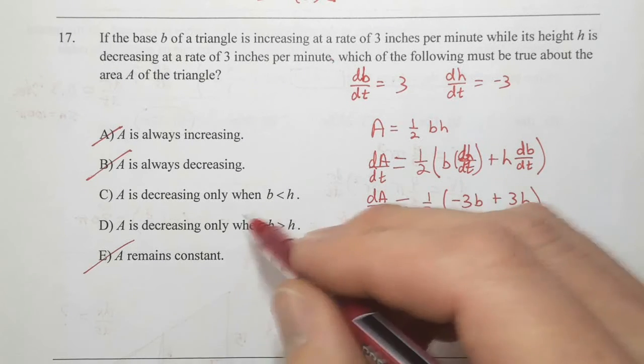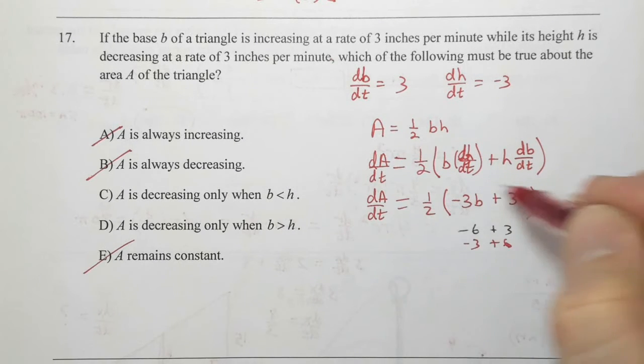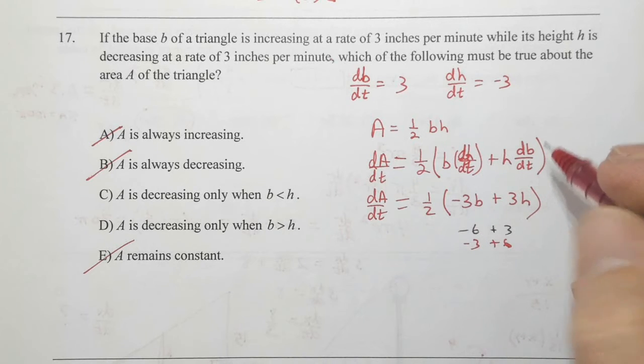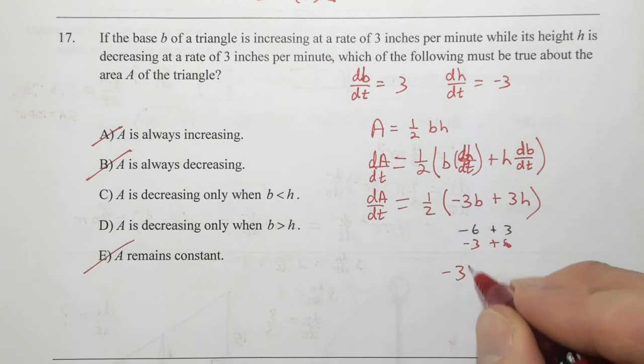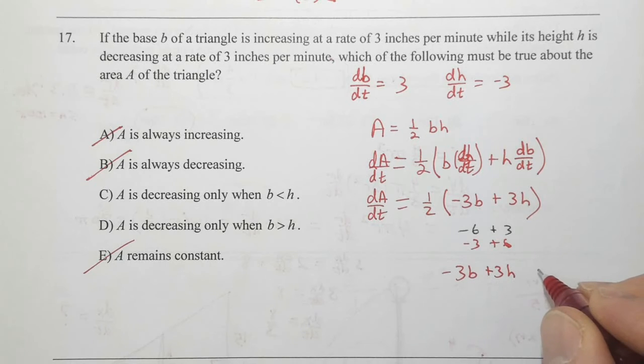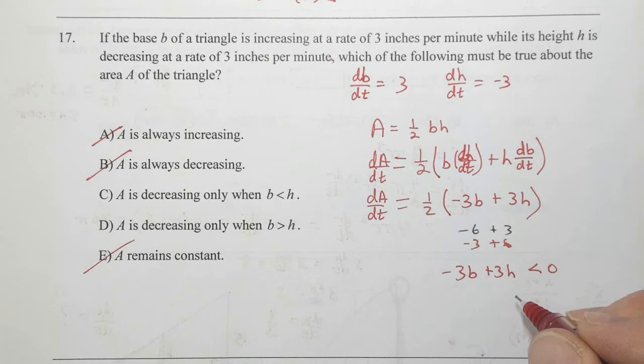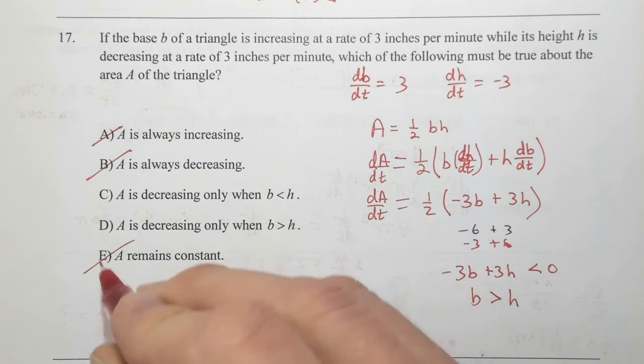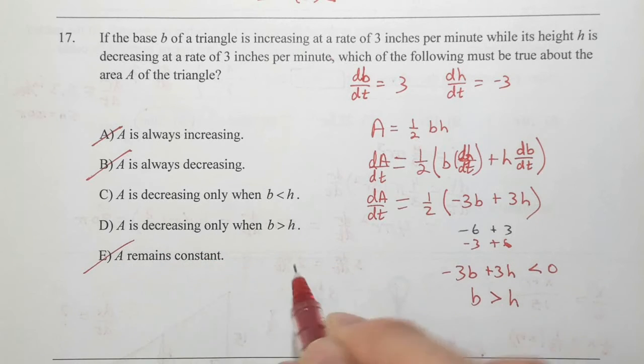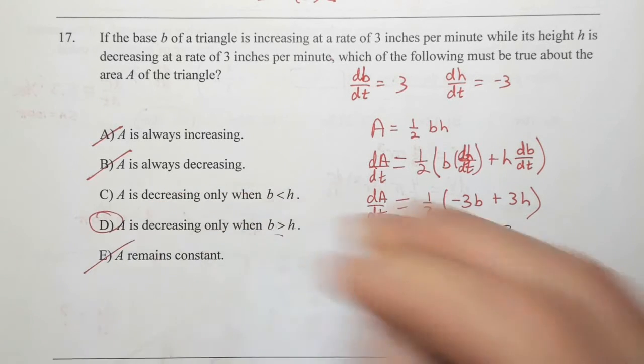So we know that the area is decreasing when this term right here is negative. We've got negative 3b plus 3h. When is this term negative? It is going to be negative when b is larger than h. Because if b is larger than h, when we multiply b times negative 3, it'll produce something larger than when we multiply the positive h by 3. So when b is larger than h, this is negative, which means the area is decreasing. So b larger than h, we see it right there. So our answer is D.